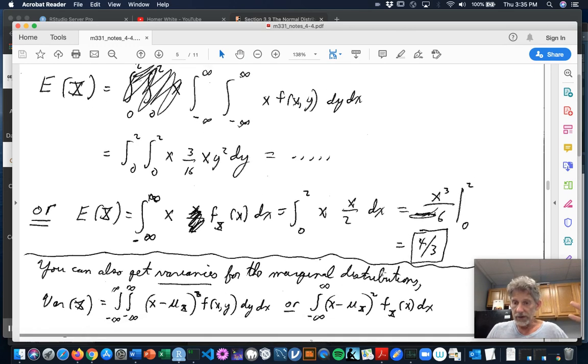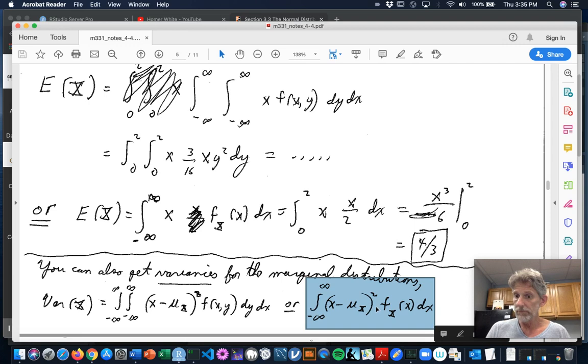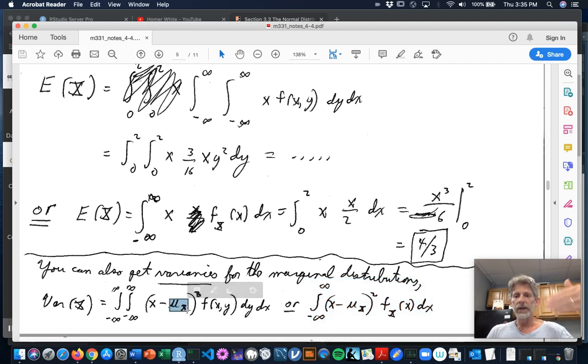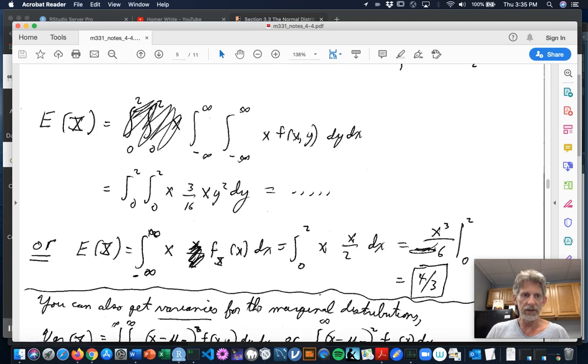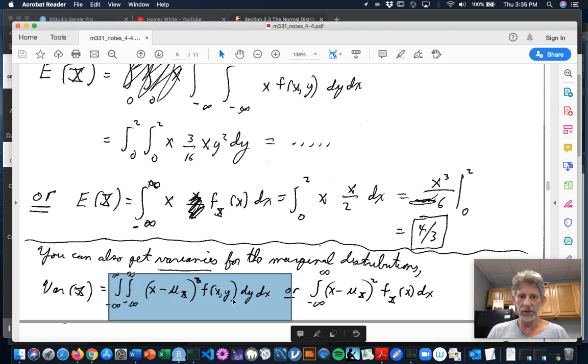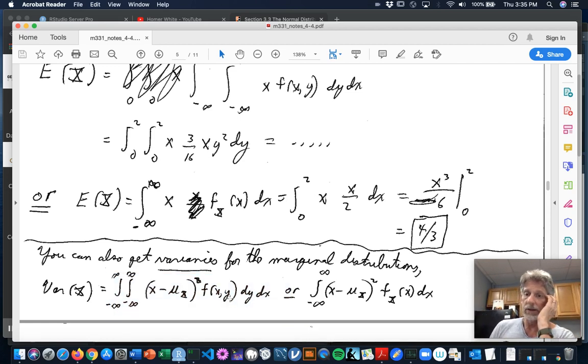You can also get variances for your marginal distributions, either the double integral way, or if you've got the marginal, the regular single integral way. Just make sure you're subtracting off inside of here the expected value for the random variable each time. So you have to get the expected value first before you head to any of these computations. You can look at some examples of that in the textbook.